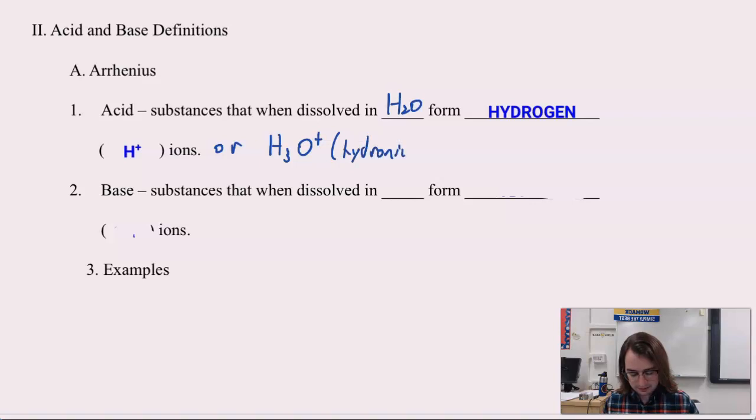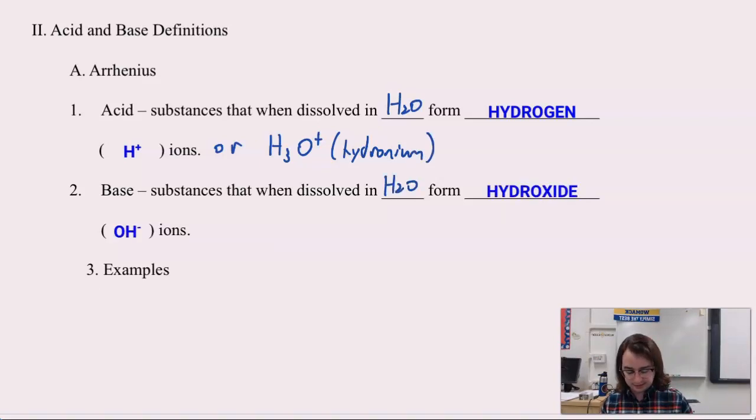So this is an Arrhenius definition of an acid. An Arrhenius definition of a base is that if we have some sort of base that's dissolved in water, it's going to produce hydroxide. That's going to be an Arrhenius base. I'll just give an example so you know what I'm talking about here.